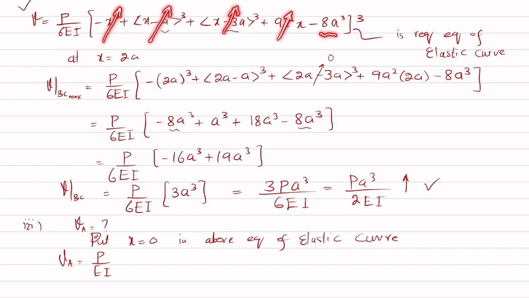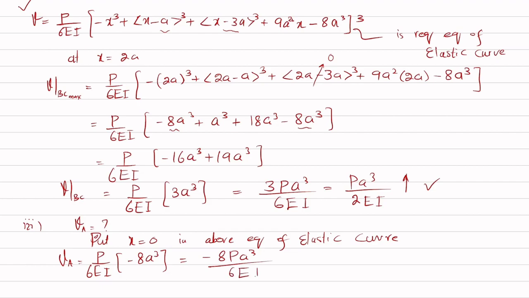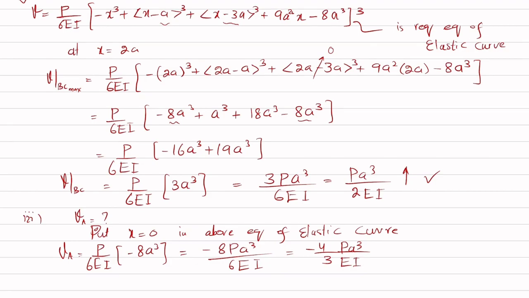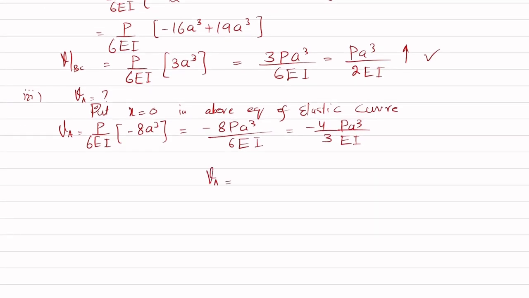And we will be left with minus 8a cubed, and there is 6. So minus 8Pa cubed over 6EI, and that will be equal to minus 4 over 3 Pa cubed over EI. This value is negative. So the deflection at point A will be 4 over 3 Pa cubed over EI, and we will write downward. Negative means that the deflection is downward. So this is the answer of our third part.